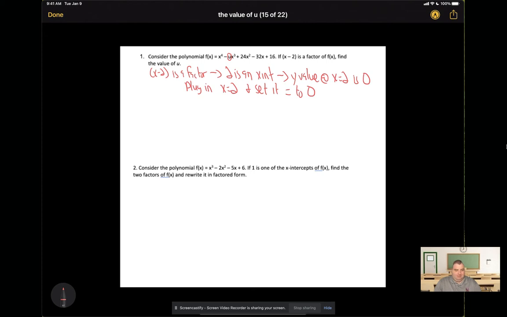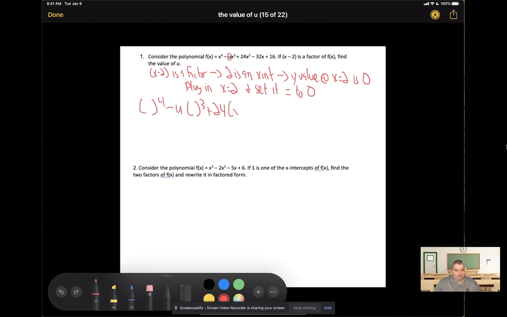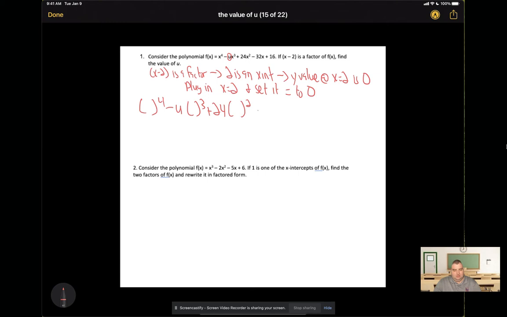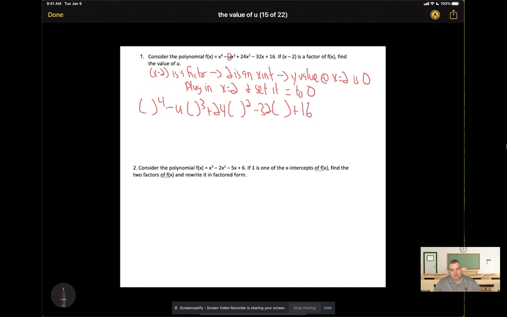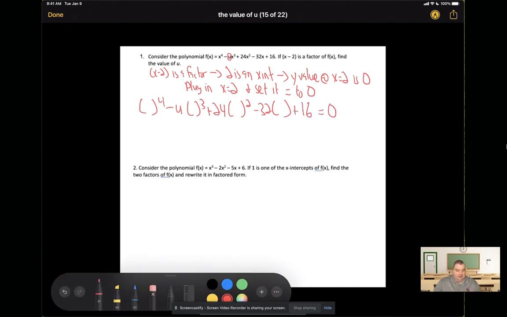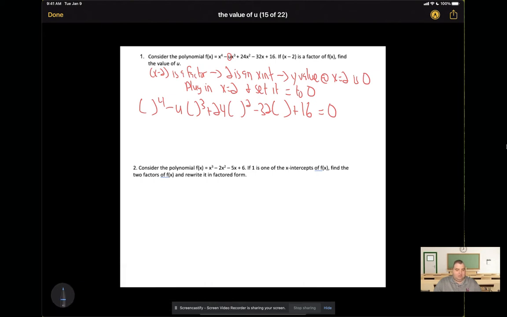So let's see what happens here. I have x to the fourth minus u times x cubed plus 24 times x squared minus 32 times x plus 16, and I'm going to set that equal to 0. Now I'm going to replace x with 2. And now it's just a matter of doing some simplifying.